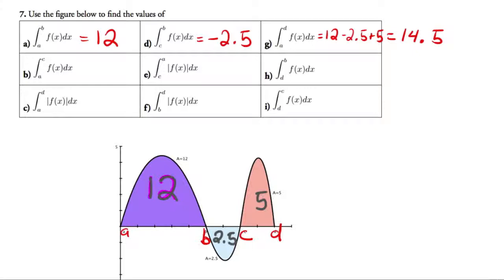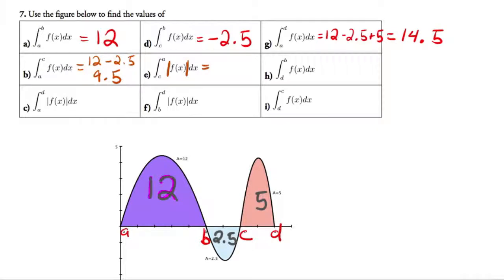Now the integral from a to c of f of x, so from here to here, well, that's 12 minus 2.5, which is simply 9.5. And then I have the integral from a to c of the absolute value. Now it gets a little tricky, because we're going from c to a of the absolute value of f of x.